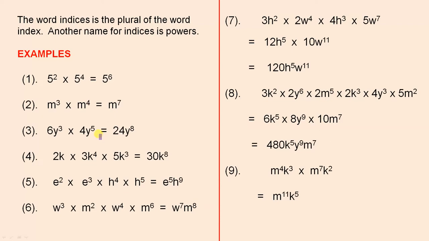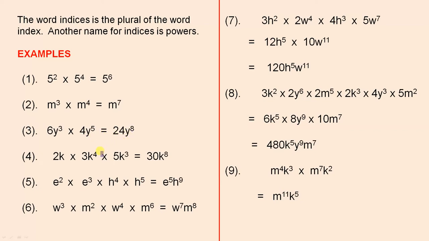This one is slightly different. Here we have numbers in front of the letters. They're called coefficients, those numbers there. So you're allowed to multiply those together because they're just normal numbers. 6 fours are 24. Now we go to our rule. We've got y to the power of 3 by y to the power of 5. That gives you y to the power of 8.